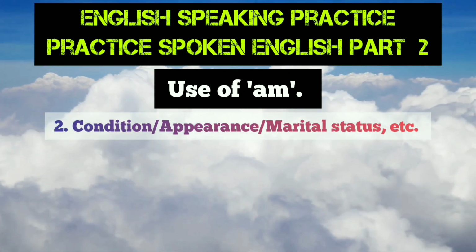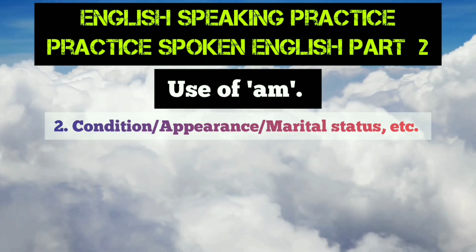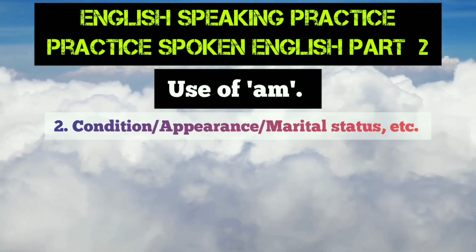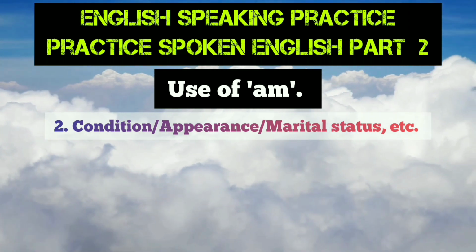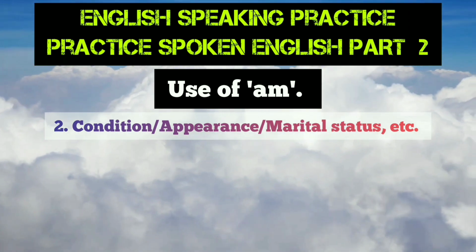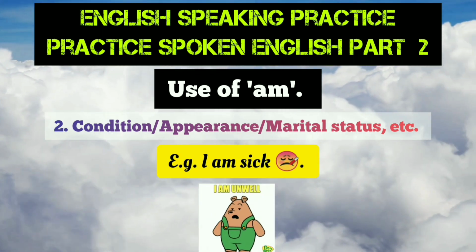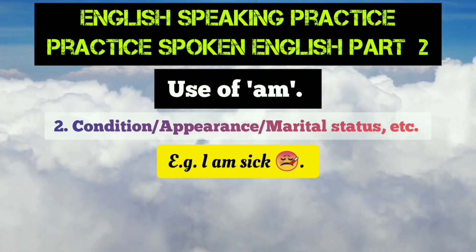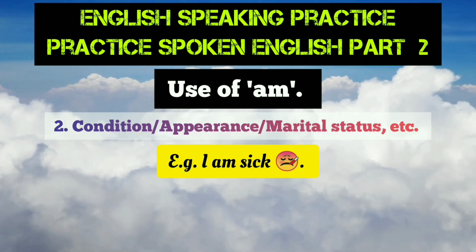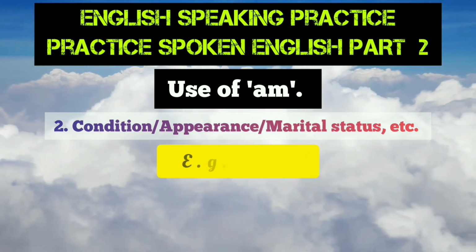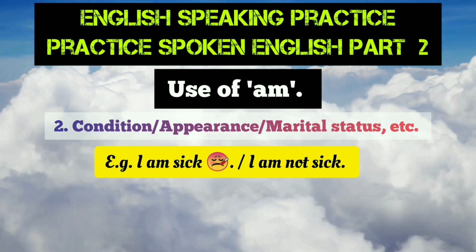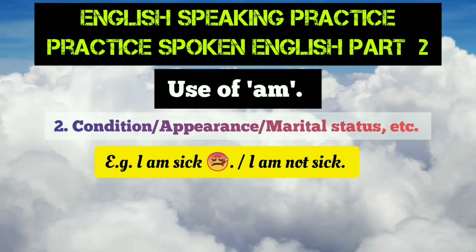You can use am to talk about your condition, your appearance, your marital status. So let's see some examples and sentences. As you see, the first one, I am sick. So I'm talking about my condition, health condition. I am not well, I am sick. So it's a positive sentence. Similarly, we can make negative sentence. As you see, I am not sick. That is a negative sentence. You can use am here also.